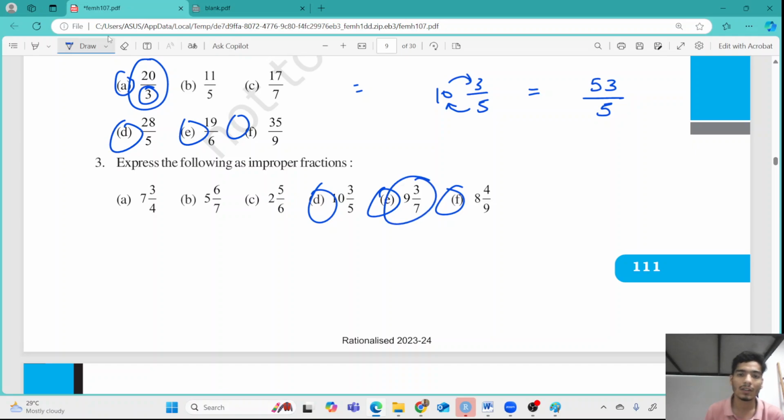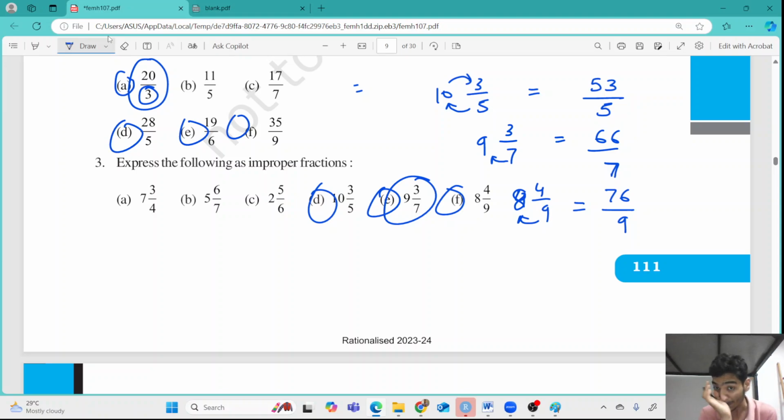Now if I do for 9 3 by 7, 7 nines are 63. 63 plus 3 is 66. So it will become 66 by 7. And what about 4 8 4 by 9? 9 eights are 72. 72 plus 4 is 76. 76 by 9 is what it will become. Yeah, fine. So this is what it will become, है ना?